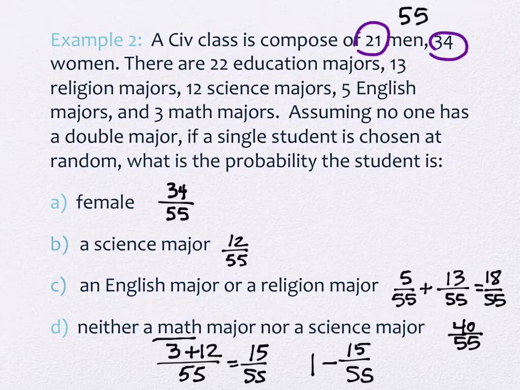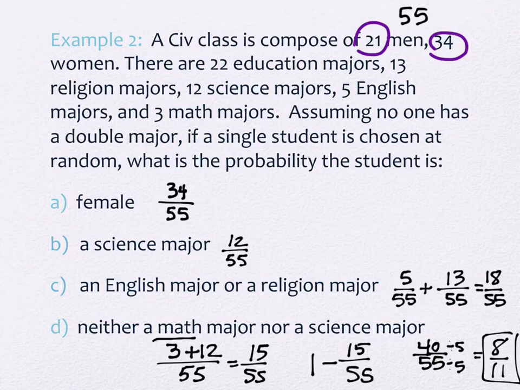40 out of 55 actually does reduce, so we probably should do that too. What do they both divide by? 5. So if I divide them both by 5, I'll get 8 out of 11. So when they do simplify or reduce, we will do that. That was the only one it did. Any questions on that?